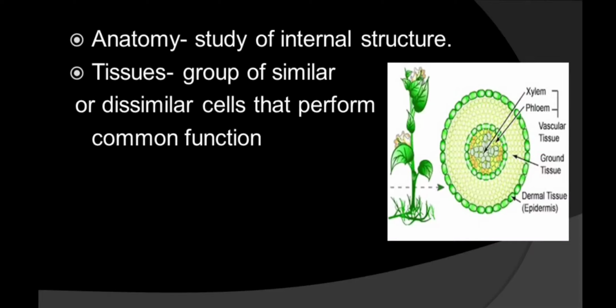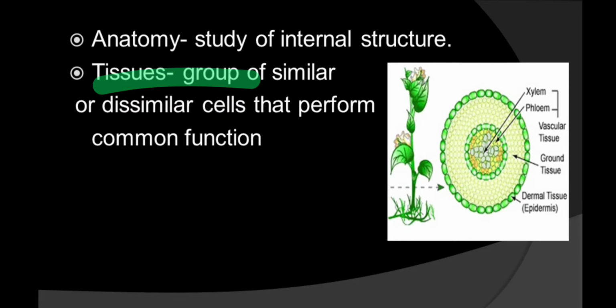Studying about the anatomy of the plant. Anatomy means the study of internal structure. So whatever the internal structures are present in the plant, that we will focus on. If you see the section of the plant, you will find a group of similar cells. You know that a group of similar cells is known as a tissue, right? So these tissues perform a common function.